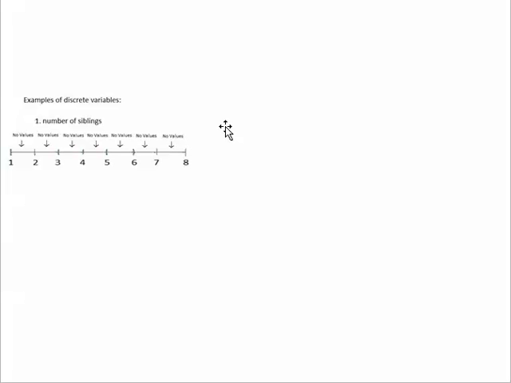Right here I said that this is an area where there can't be any values. Here's another area where you can't have any values, and here's another area where you can't have any values. Since there are these gap areas in which no values can fall, number of siblings is a discrete variable.